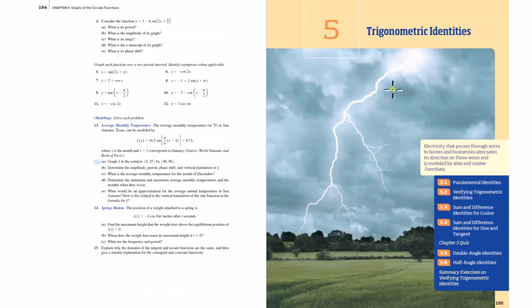All right, here's this opening picture of chapter 5. It says electricity that passes through wires to homes and businesses alternates its direction on those wires and is modeled by sine and cosine functions. So I don't know what that has to do with trig identities. It's just telling you an application of sine and cosine functions. But yeah, there's going to be all kinds of applications of trig identities as you go through school.